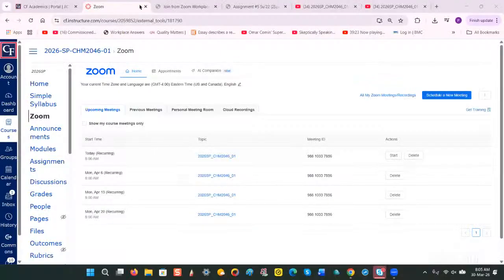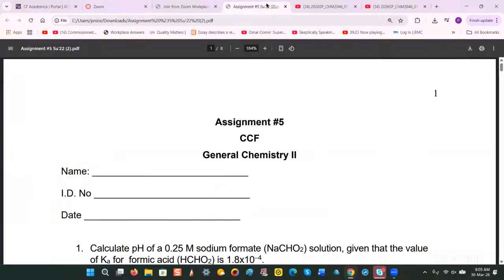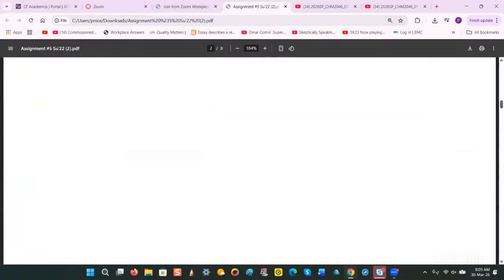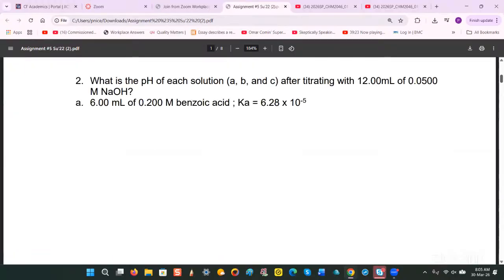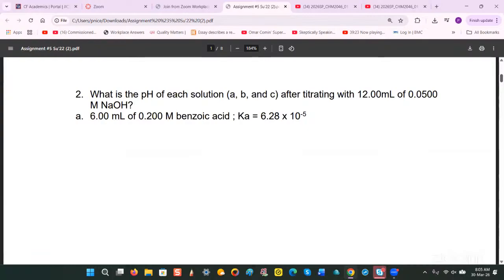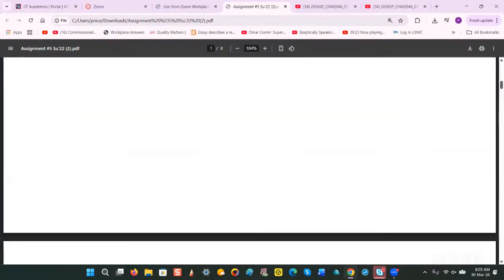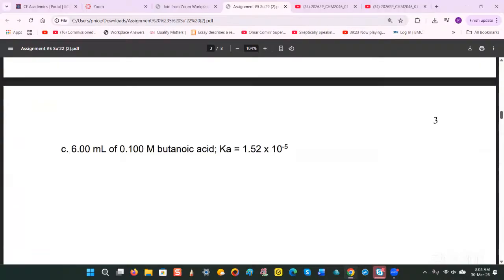Share my screen. All right, so let me continue from where I left off in assignment 5. Can somebody remind me the very last question I did? I think I remember doing at least one of the titration questions from number 2. I think I remember doing the A part. I don't remember if I did the B part or the C part.